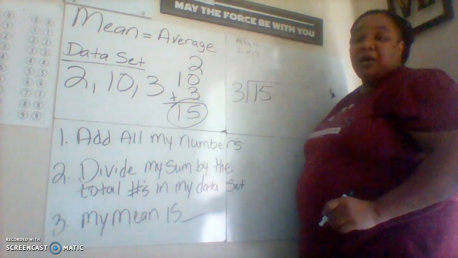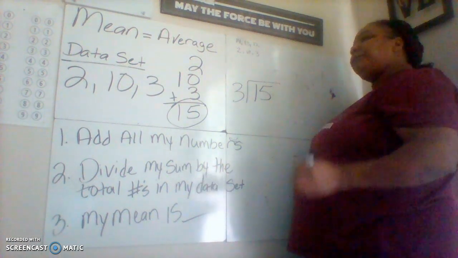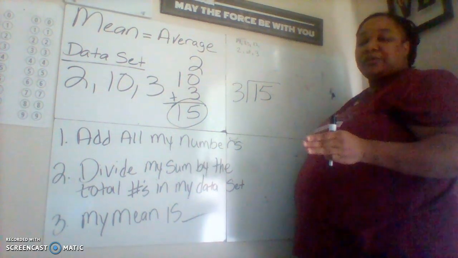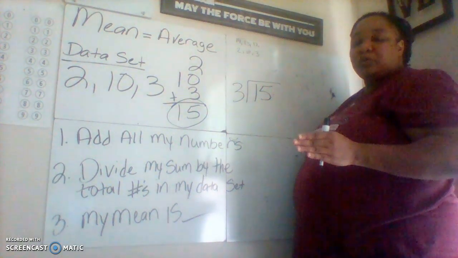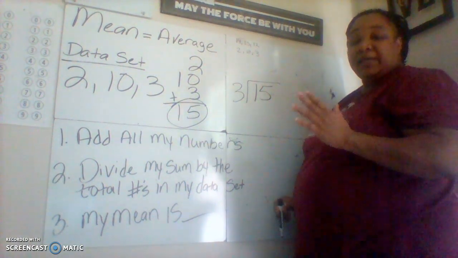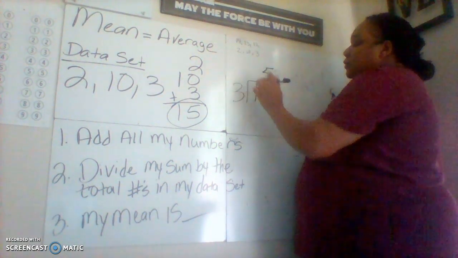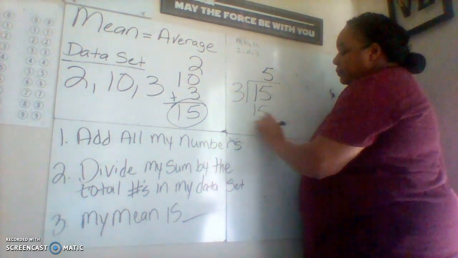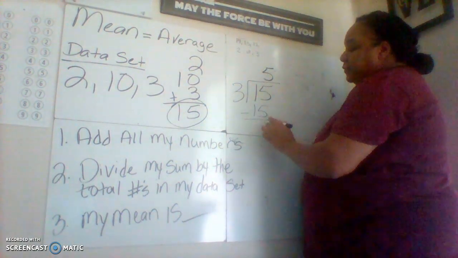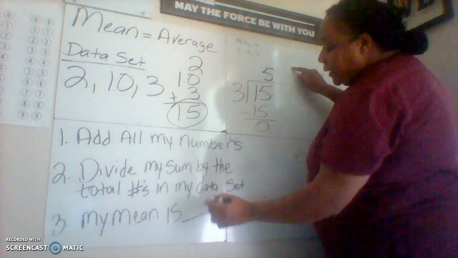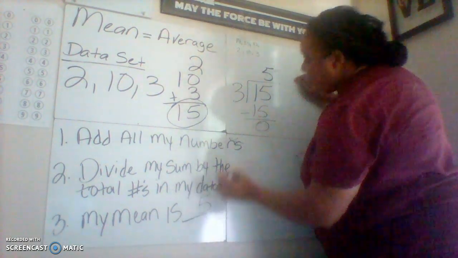3 goes into 15 how many times? I know 3 times 1 is 3. 3 times 2 is 6. 3 times 3 is 9. 3 times 4 is 12. And 3 times 5 is 15. 5 times 3, 15. Subtract. 15 minus 15 is 0. So my mean, number 3, my mean is the number 5.